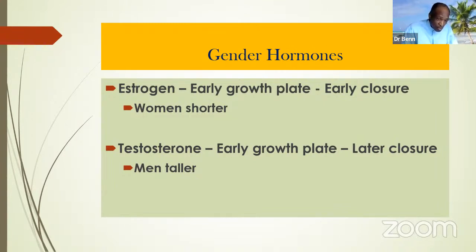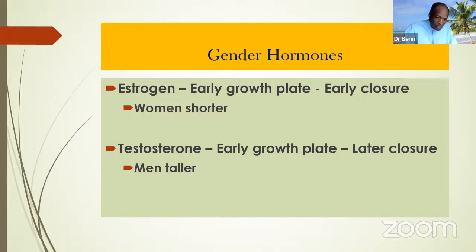Both estrogen and testosterone stimulate the bones to grow. Early growth is stimulated by both estrogen and testosterone. But estrogen production wanes, and therefore the growth plate, as we'll see in the next slide, closes, and therefore women tend to be shorter because of the reduced influence of estrogen on that growth plate.